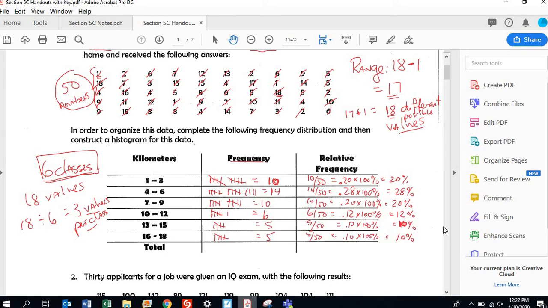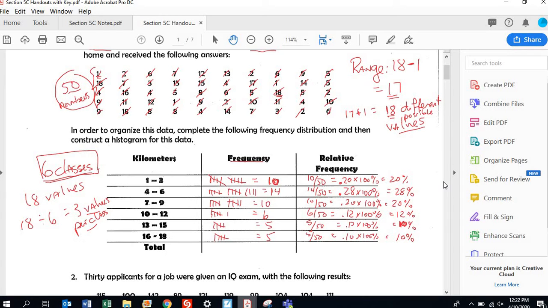Okay, so you can see here that we've counted these up. There are 14 numbers between 4 through 6 inclusive, 10 numbers 7 to 9, 6 in 10 to 12, 5 in 13 to 15, and another 5 in 16 to 18. We don't have a cumulative frequency column this time, so you might want to just add these up in your head real quick or with your calculator. 10 plus 14 plus 10 plus 6 plus 5 plus 5. That does come out to 50, so you didn't miss anybody. You didn't count anybody twice.